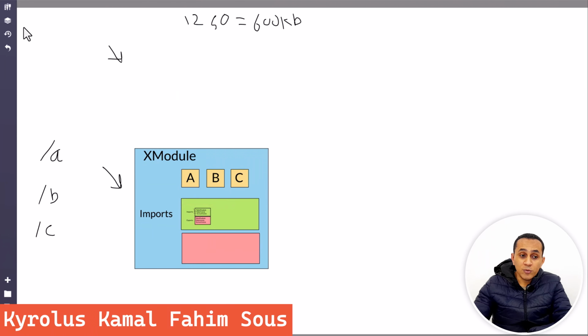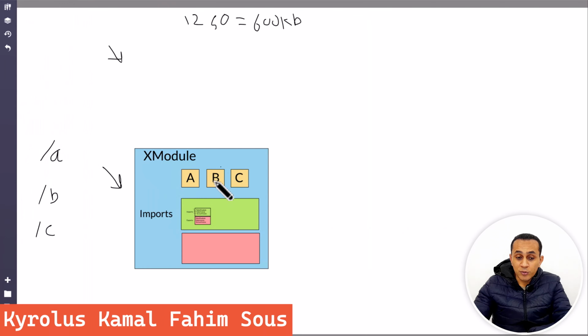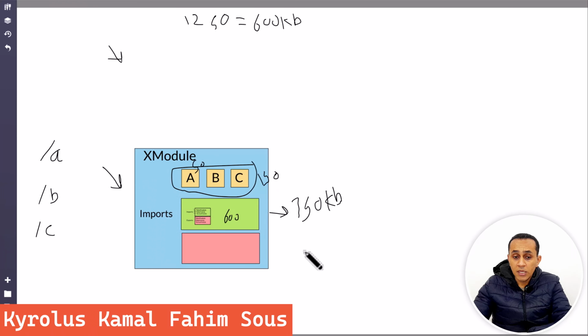So now the total size of the X module will be 600 here in the shared module, and suppose that the size of each component is 50 also, which means the size of the three will be 150, and the total size for this module will be 750 kilobytes. Now let's imagine what will happen when we open page A.